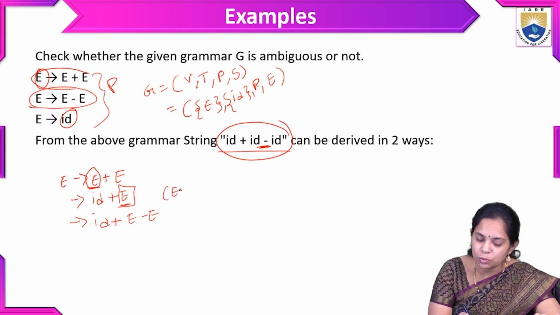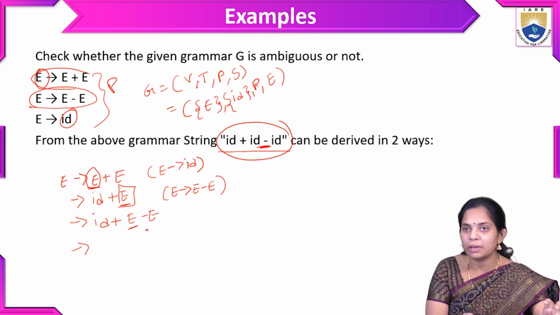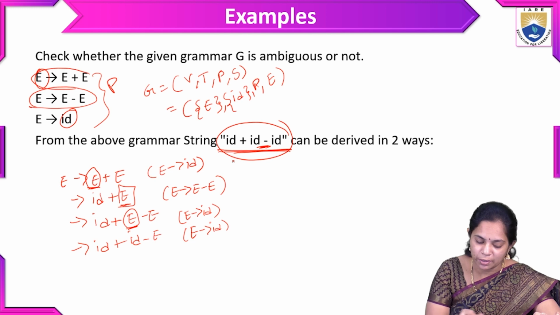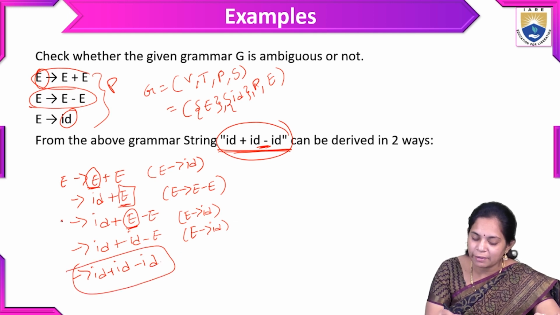So that is E tends to E minus E. And here also what we have substituted, E tends to ID. After this one, we have to substitute the next leftmost non-terminal symbol. We have to replace it with E tends to ID. And again we require E tends to ID to derive this string. So ID plus ID minus ID. This is the string we have derived in the leftmost derivation.